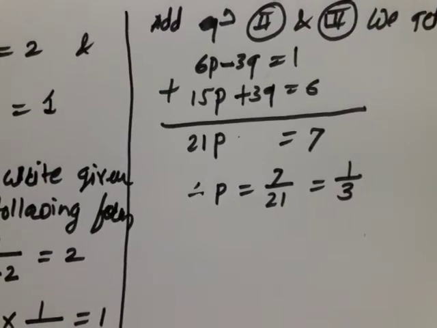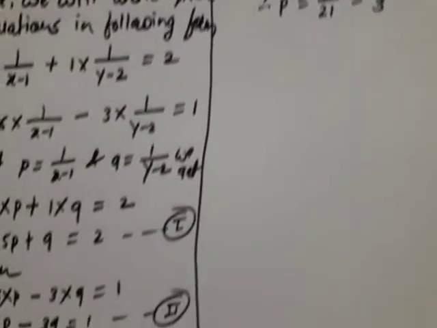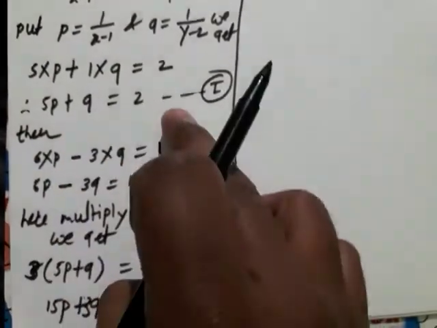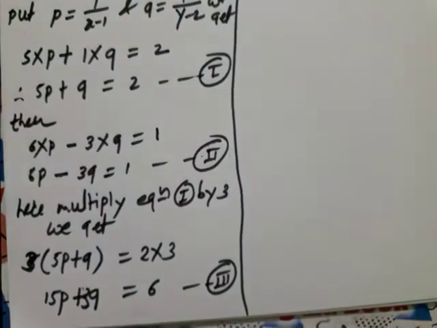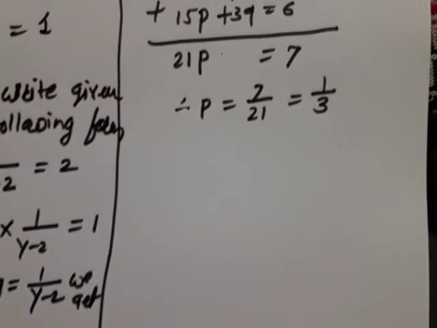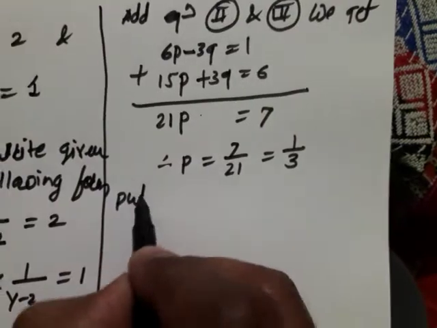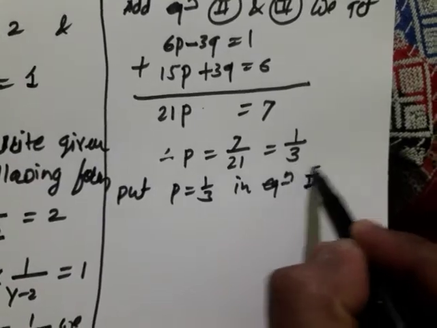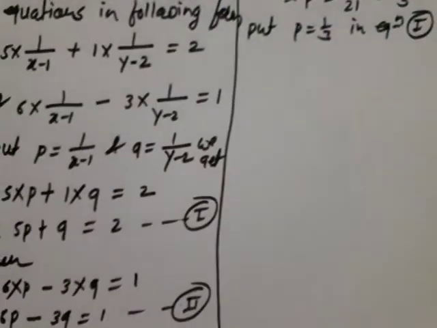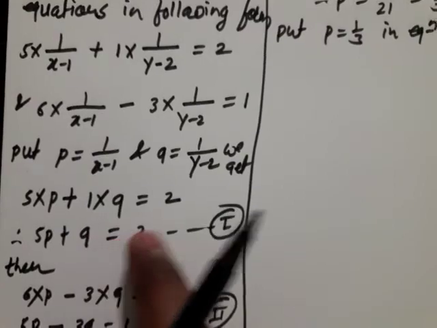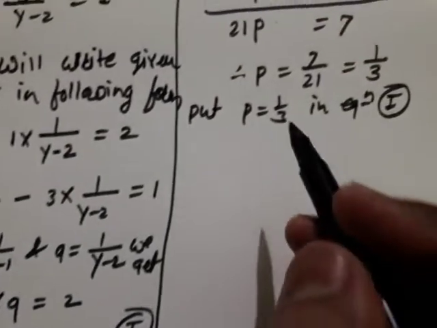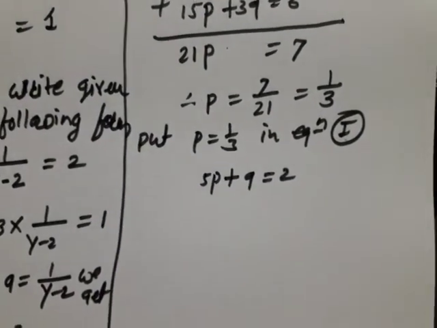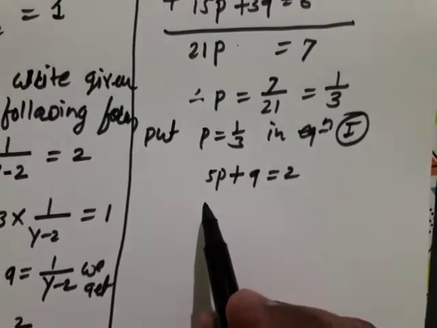Now we will find out the value of q. We are having now 3 options. Which 3 options? Equation 1, 2 and 3. We will put that value of p in equation 1. What we will get? See, I will put here. Put p is equal to 1 by 3 in equation 1. Okay. What is equation 1? See, 5p plus q is equal to 2. I will write here. Look, 5p plus q is equal to 2. Put the value of p here.